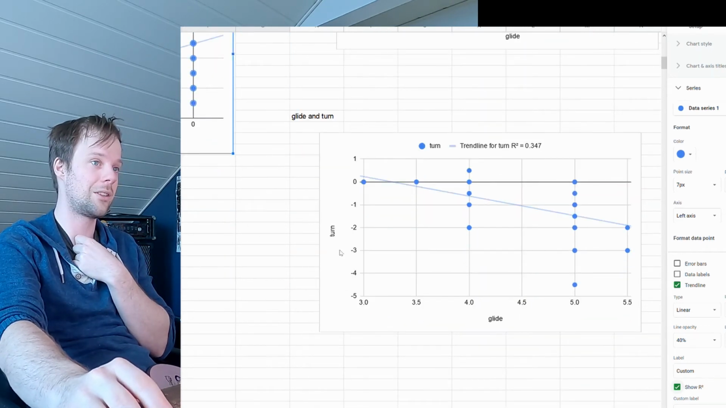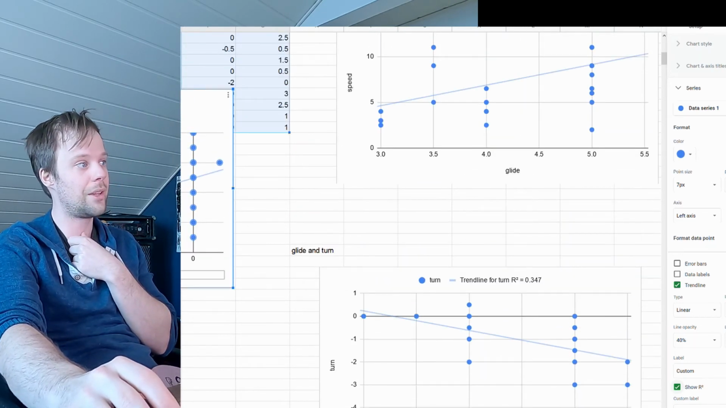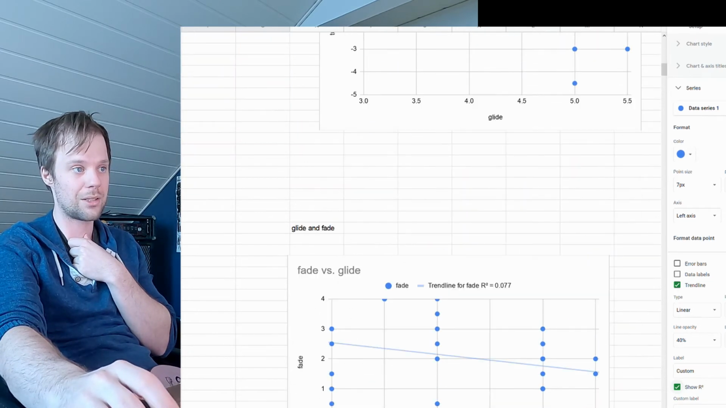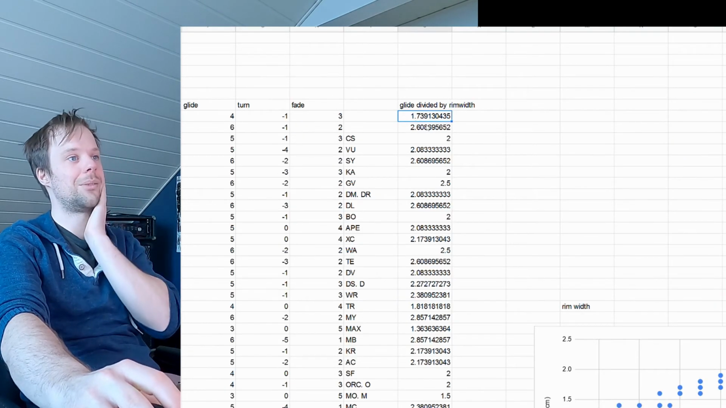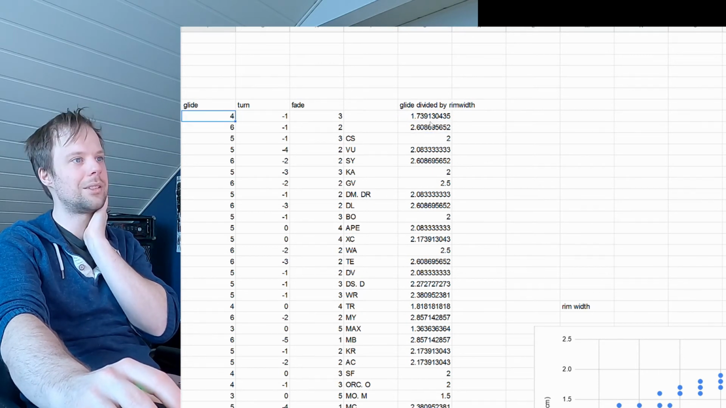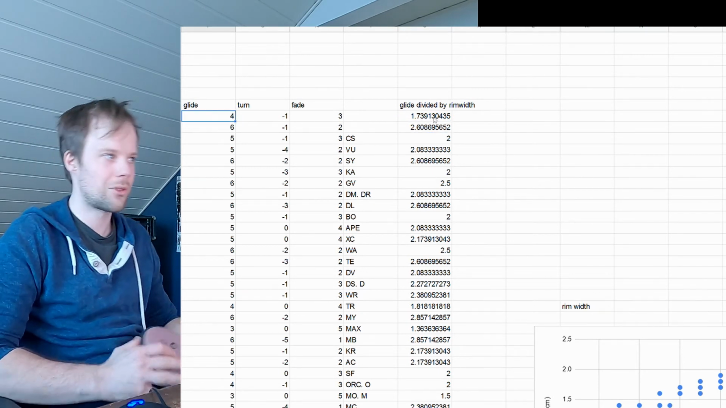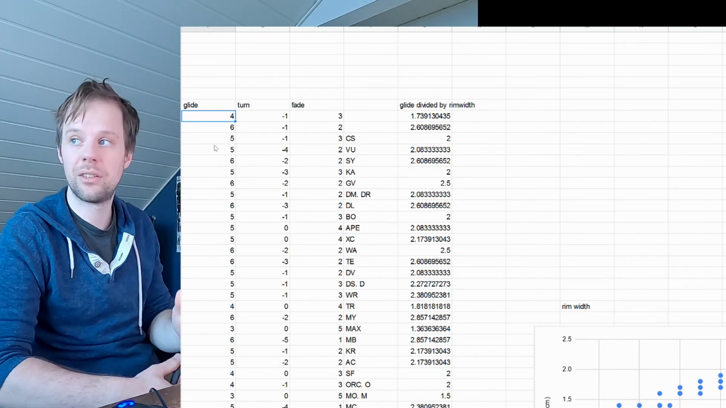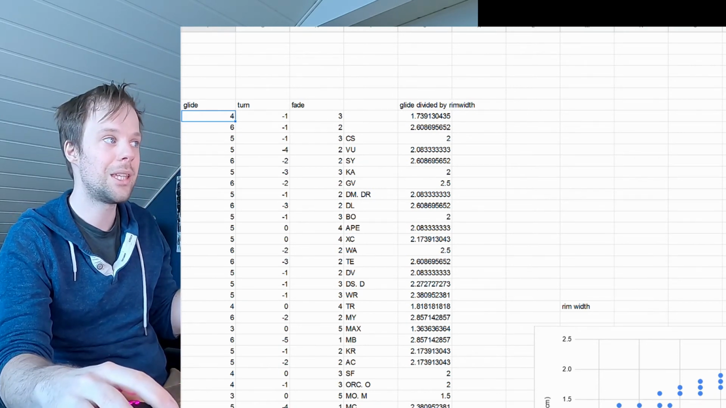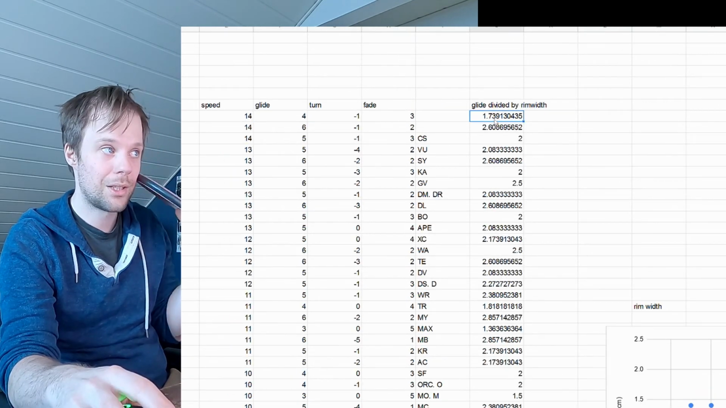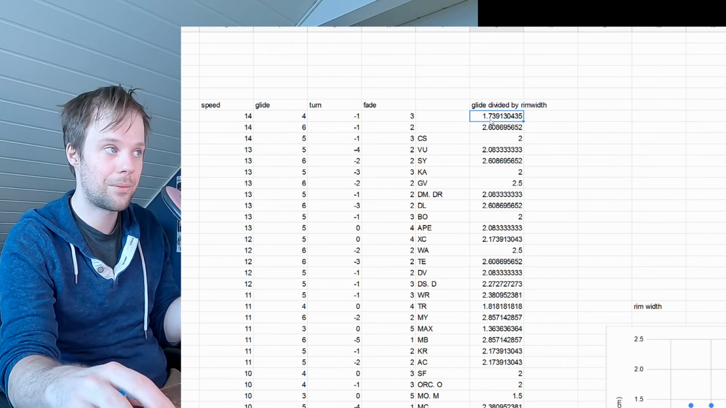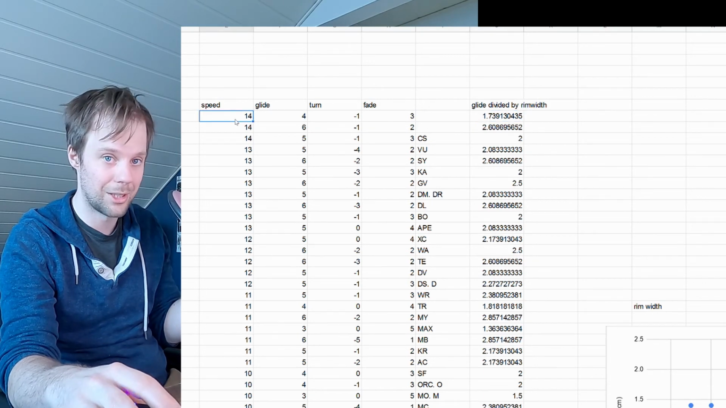If glide and turn have correlation, and turn and fade have correlation, why don't glide and fade have correlation then? I calculated a parameter, which is glide divided by rim width. The idea was that if we have little glide, the speed could be high even if the rim width is small. If we have a small number here, then we could still have a high number over here.